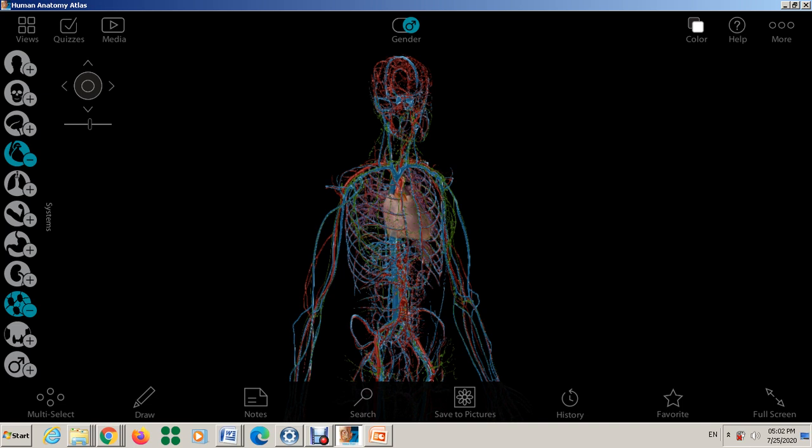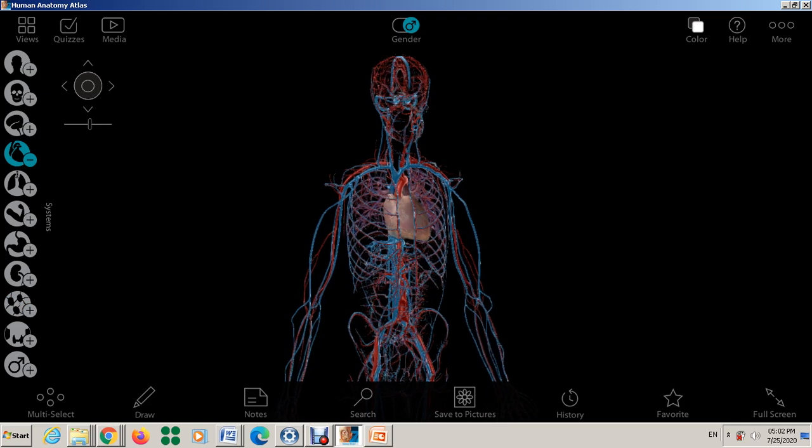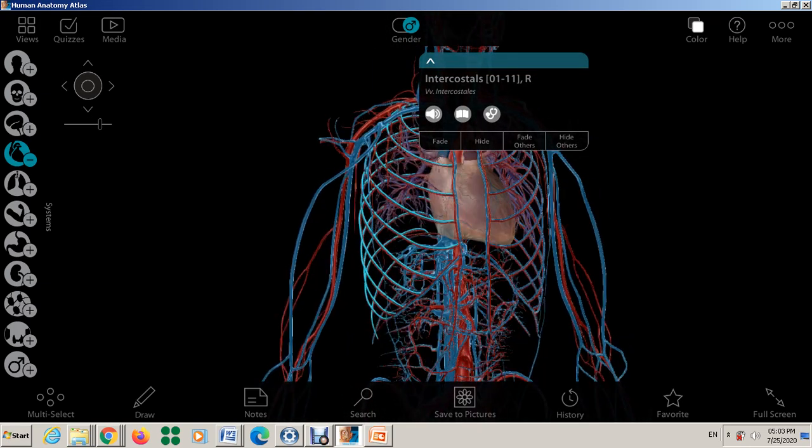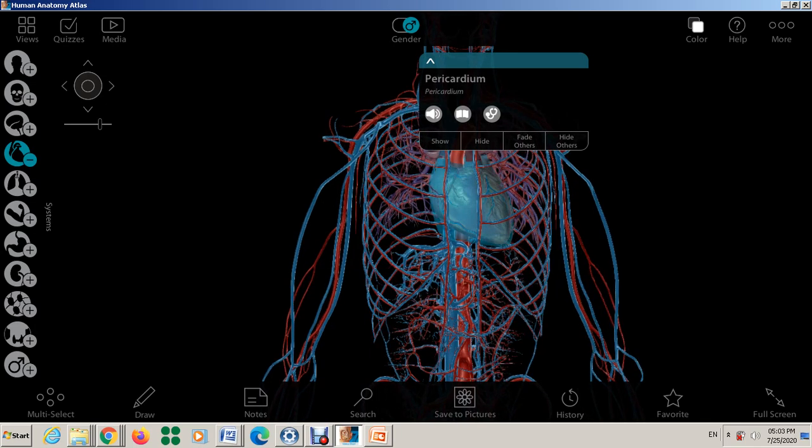Now, we will talk about each of these two systems alone, to know the difference between the cardiovascular system and the lymphatic system. Let's first talk about the cardiovascular system. The parts of the cardiovascular system are the heart, the main organ, then the vessels, which are arteries and veins. Also the blood inside these vessels. So this is the cardiovascular system. These vessels have blood inside them.